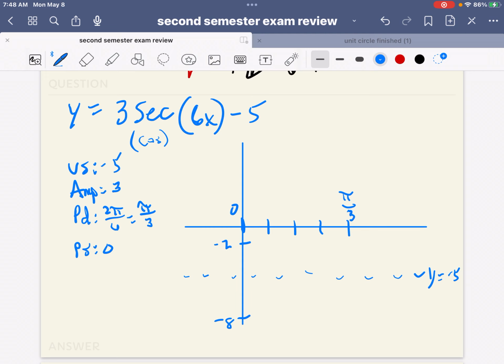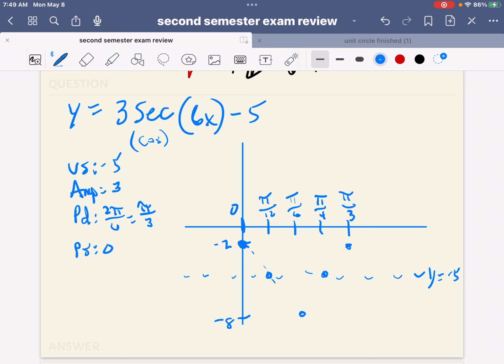And then if we divide pi over 3 by 4, we get pi over 12 as our scale. So 1 pi over 12, 2 pi over 12, 3 pi over 12. Those are our other labels. Okay, now draw a cosine wave. So we would go high, middle, low, middle, high.